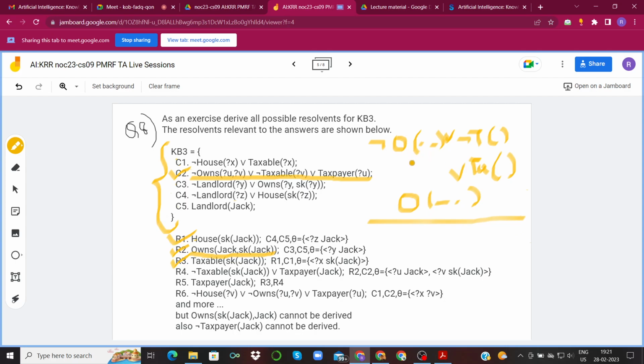Again we'll substitute, so we have U over here, right? Let me use a different color to indicate. So we'll substitute U with Jack, and we'll substitute V with SK Jack, which is what is shown over here. And again using disjunctive syllogism, we'll do away with this owns part, and we'll be remaining with not taxable of SK Jack or taxpayer Jack, which is what is shown over here. So this is our fourth resolvent.